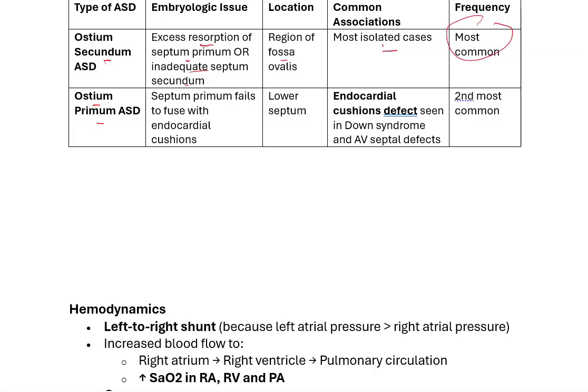Whereby the ostium primum, like I mentioned earlier, you think of endocardial cushion defect. So the septum primum fails to fuse with the endocardial cushion because there's a defect in the endocardial cushion. And this is usually in the lower part of the atrial septum, because that's the area that is attached to the endocardial cushion. So endocardial cushion defect could be seen in Down syndrome, and those patients could also have an associated AV septal defect, because the endocardial cushion is involved in atrial septation and ventricular septation. It's also involved in the formation of the valves, and this is going to be the second most common cause.